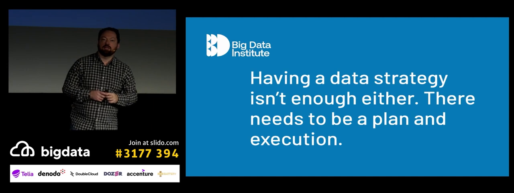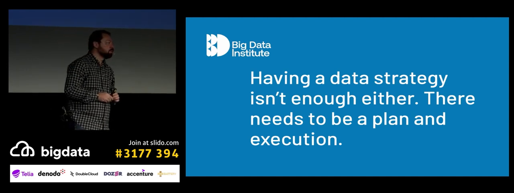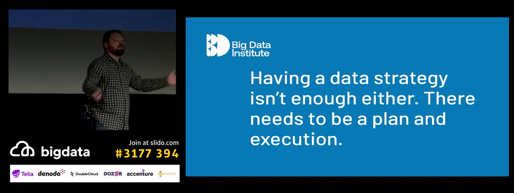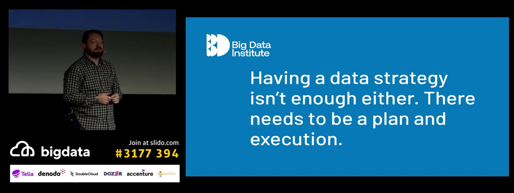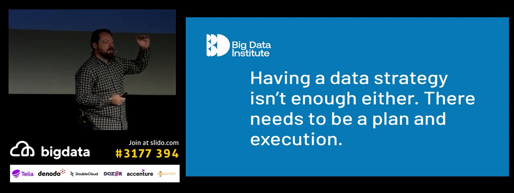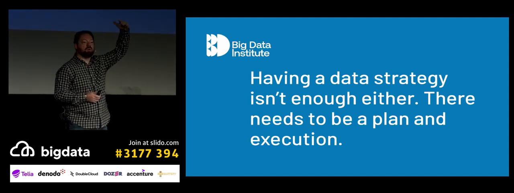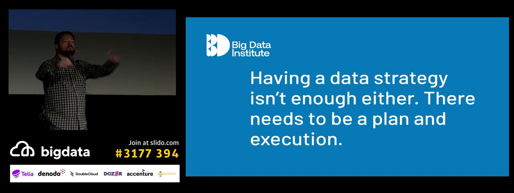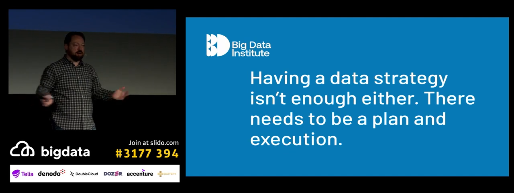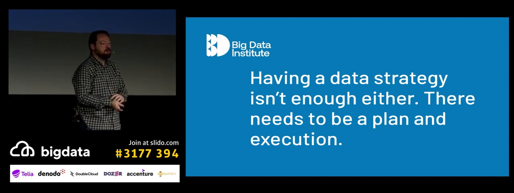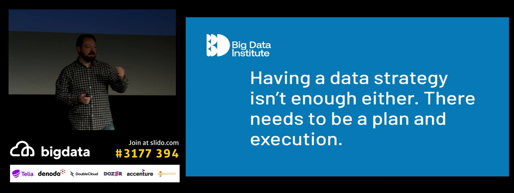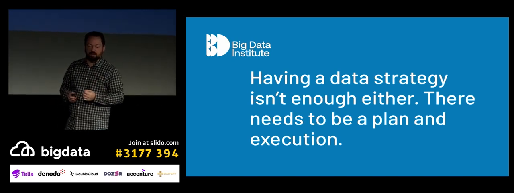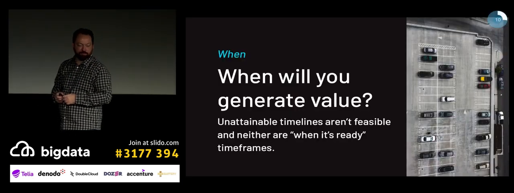Having a data strategy isn't enough either. We can't just say, this is what we're going to do, or this is how we're generally going to do it. Usually those data strategies I find are very high level. They've been done at a C-level, at a board level, where the board has said, we're an AI company now, and that's our data strategy. It's not a data strategy, but we do need more than this. We need to be having a plan and clear execution. We need to know how we're going to execute. We need to know what we're going to do.